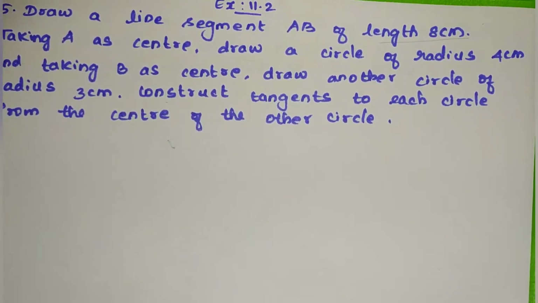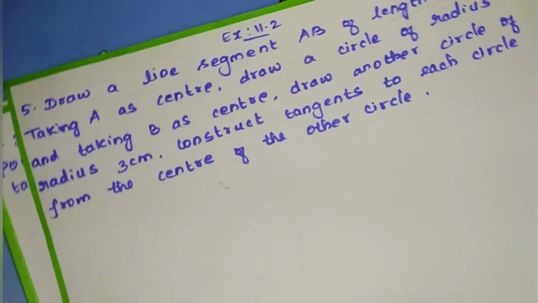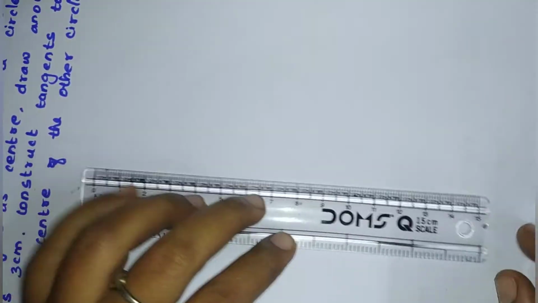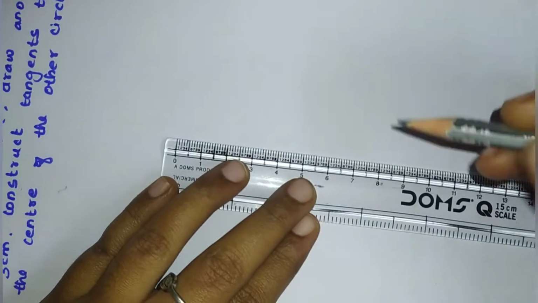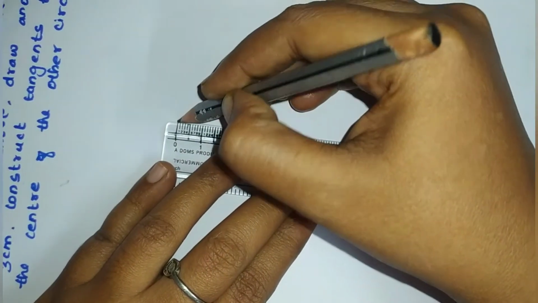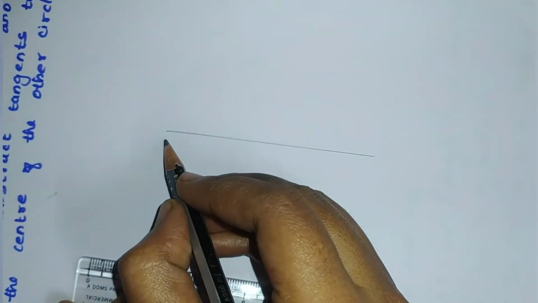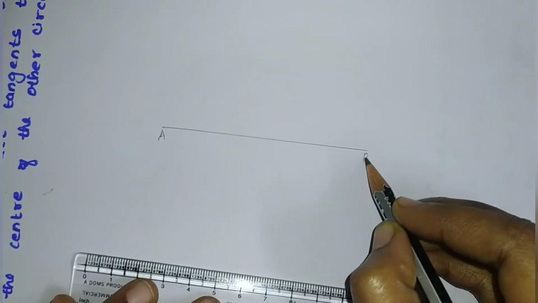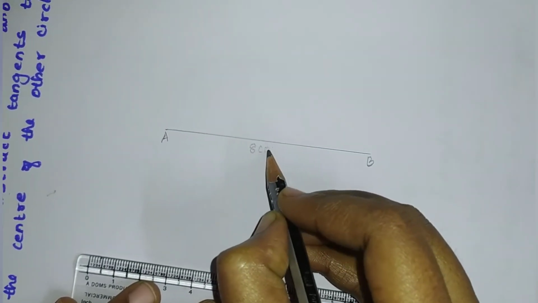So first we have to construct the line segment AB. The length is 8 centimeter. Mark this as A and B, 8 centimeter.